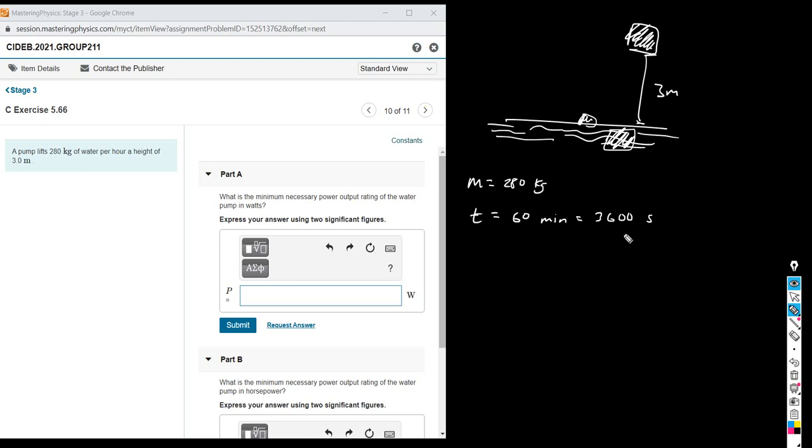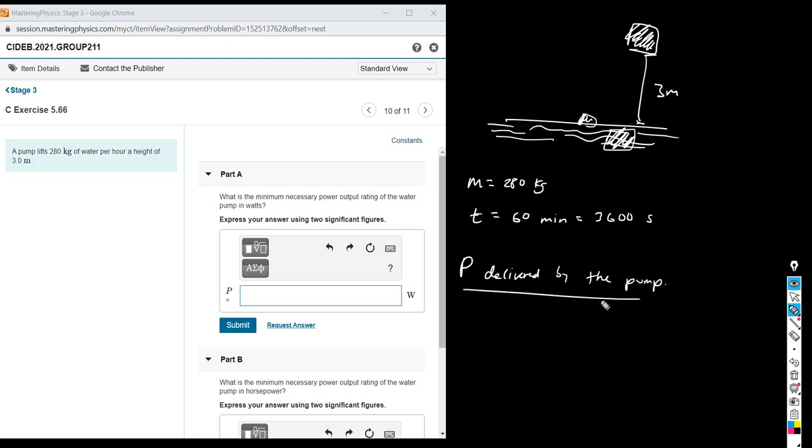Okay, so what's up with that? Well, let's see. What is the minimum necessary power output rating of the water pump in watts? Okay, basically, this is a very fancy way, guys, to ask about the power delivered by the pump.